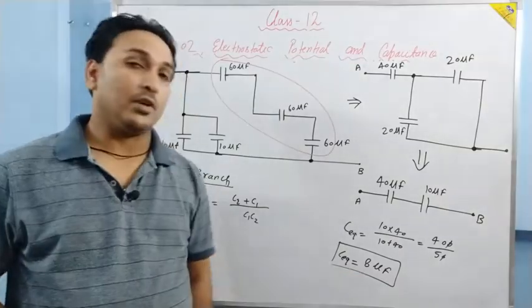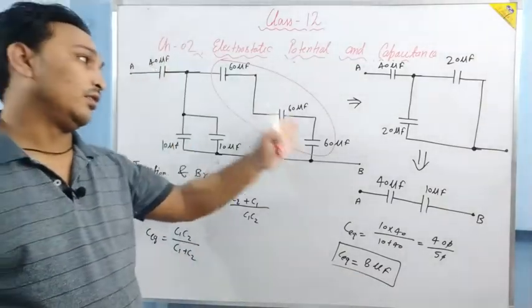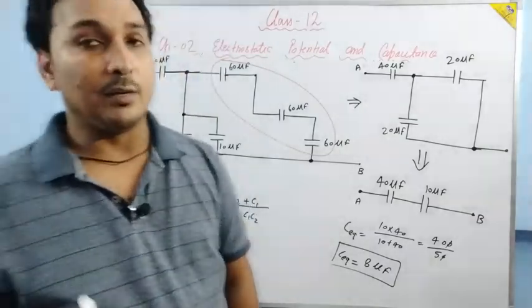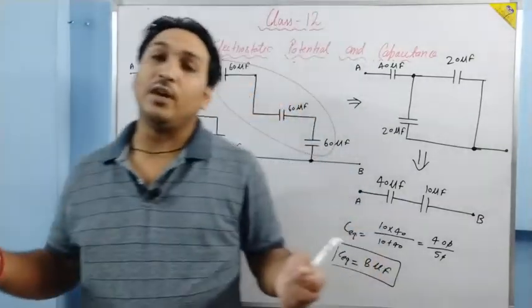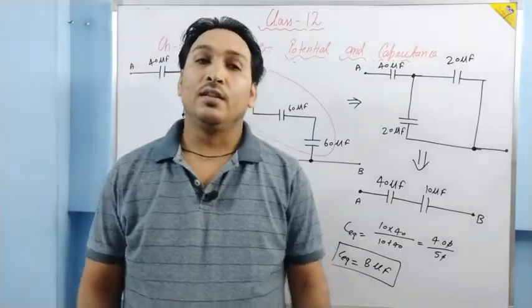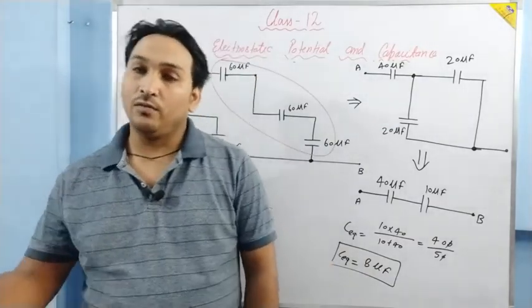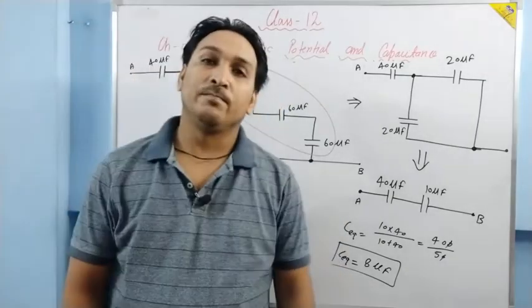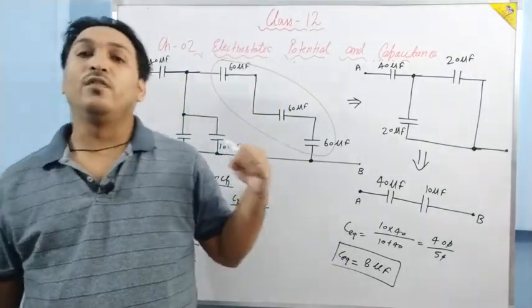C equivalent will be 8 microfarad. The capacitors which lie in the same branch are in series, and the capacitors which lie in different branches between common junctions are in parallel. So first of all, we have to solve the branches, and after that we have to solve the junctions. Sometimes we do both of them simultaneously.